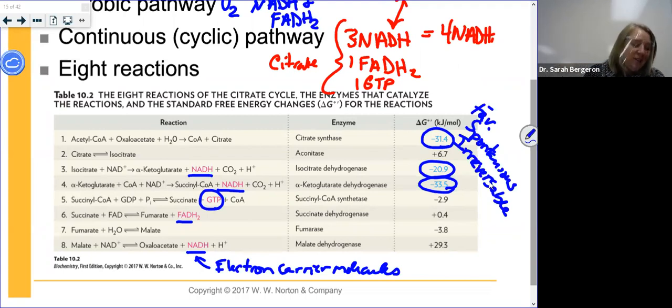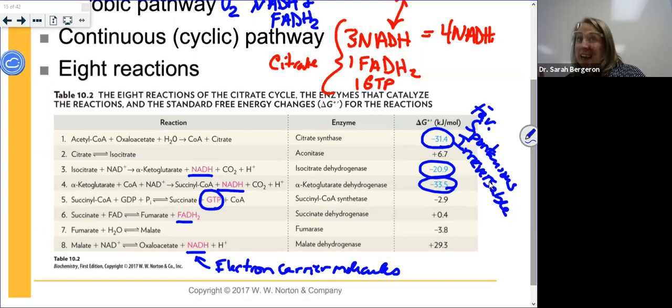Spontaneous, favorable, spontaneous, and irreversible. So these are our key regulators, right? If you know that these are irreversible reactions, if you can control these reactions, you control the pathway. What do you notice about all the other values except for one? For delta G? They're not all negative, but they're all pretty close to 0. So they're at equilibrium, basically, except for our very last one. Our very last one is positive 29.3.